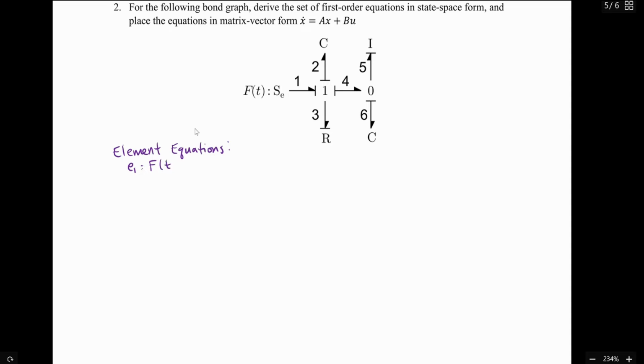We'll start at the effort source, E1 equals F of t. For our resistance, we have F3 equals E3 divided by R. For our capacitance, we have E2 equals Q2 over C2. For our inertance, we have F5 equals P5 divided by I5. For our other capacitance, we have E6 equals Q6 divided by C6.